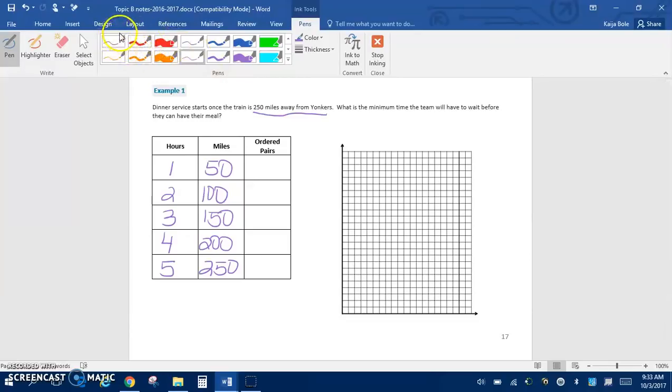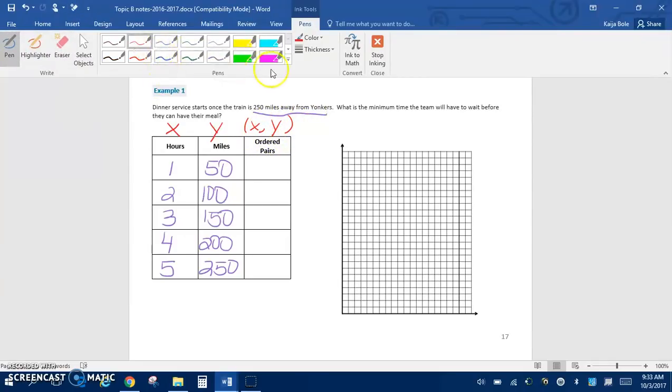Alright, so hours, our first number is always going to be the x value. So go ahead and put x up above hours. Miles, the second value is always going to be y. So remember, when we write ordered pairs, we have to use parentheses, and it's x comma y. Alright, and always have to have parentheses there.